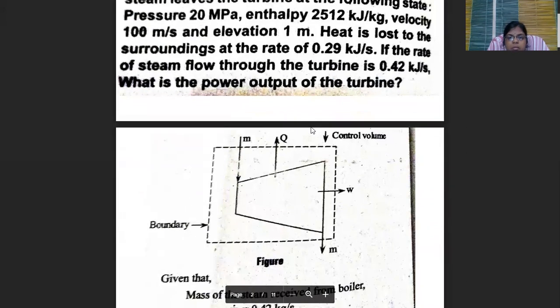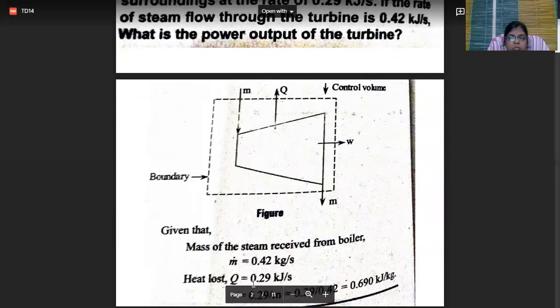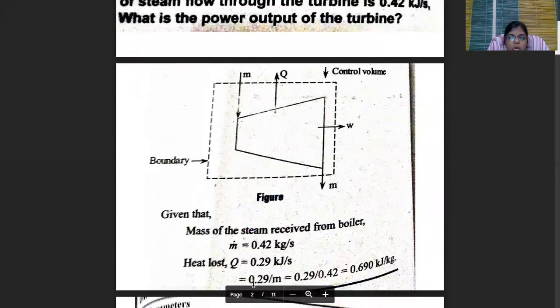So this is our turbine, shape is like that. Here the mass in, and heat is lost, that is heat out of the system. And always a turbine is a power producing device, so power is produced, the work done W, and loss from Q. So this is the control volume, and this is the boundary and mass in. Here is the mass of steam received from the boiler.